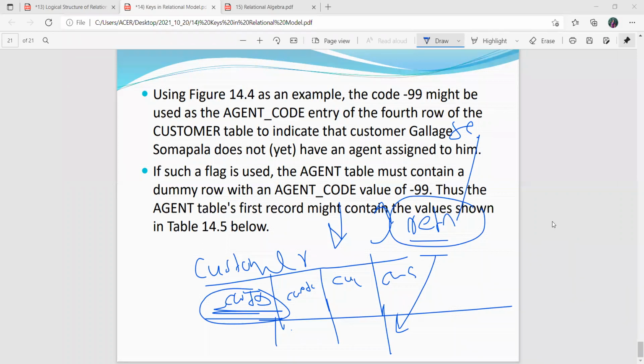The key which is familiar to us and which we can use to retrieve information from the database, such kinds of keys are known as secondary keys.